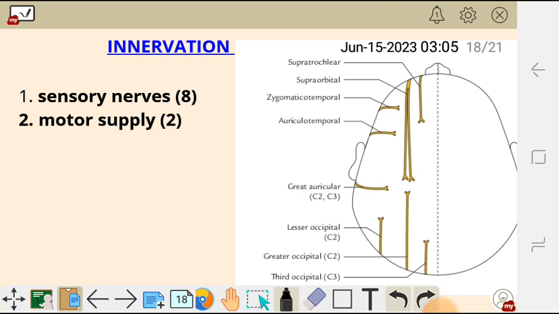supratrochlear, supraorbital, zygomatico-temporal nerve, and we also have the auriculotemporal nerve. And then from there, behind the auricle, we have the great auricular nerve, which is originating from C2 and C3. We have the lesser occipital, the greater occipital, and the third occipital, which is coming from C3. So those are the sensory nerves of the scalp.